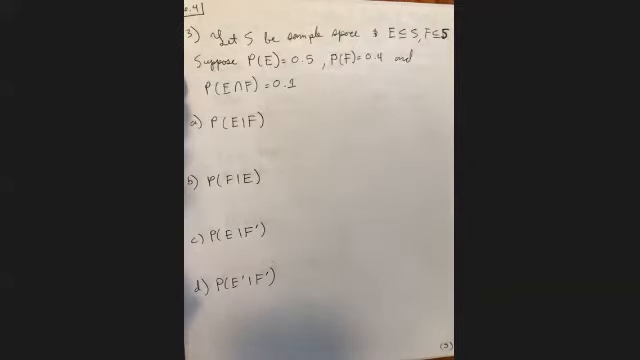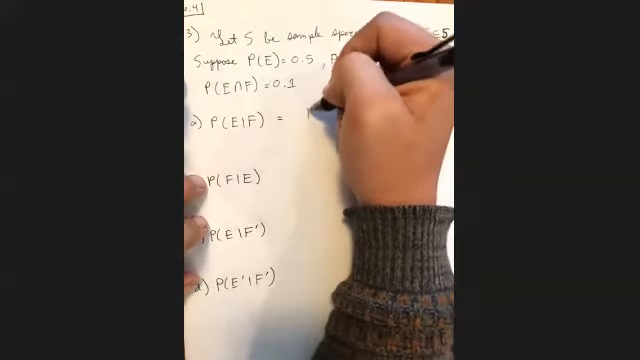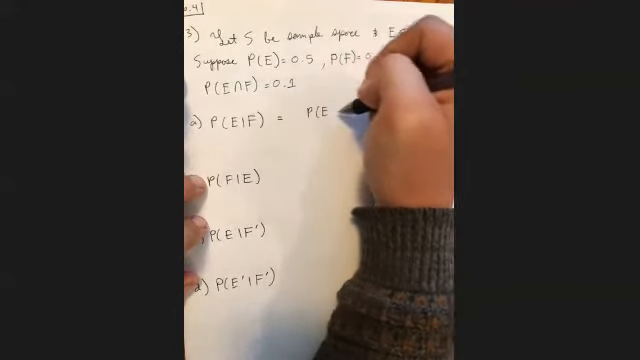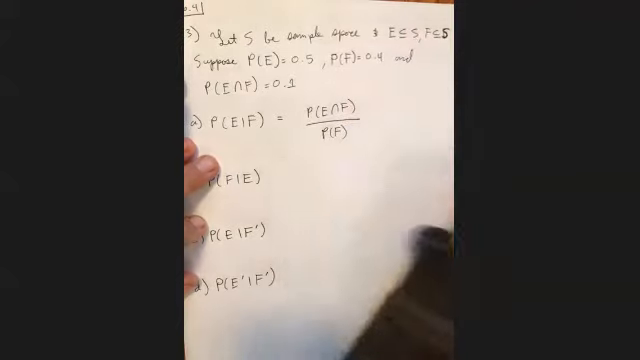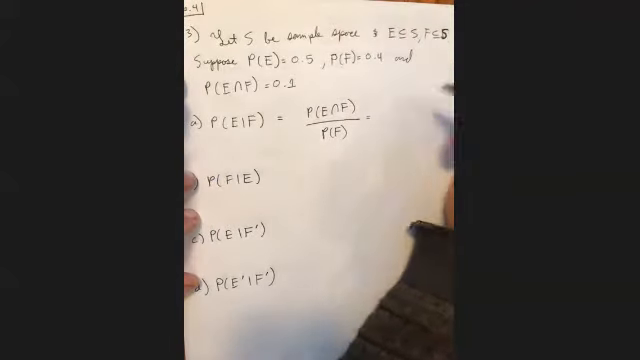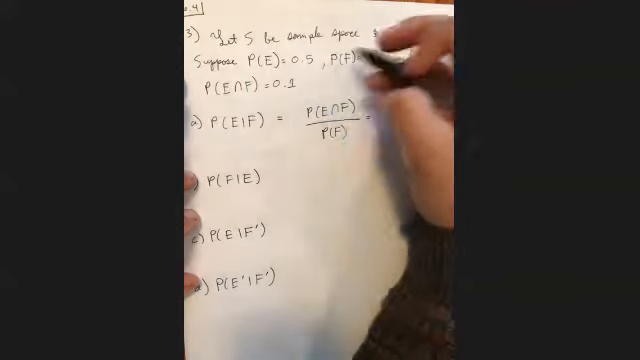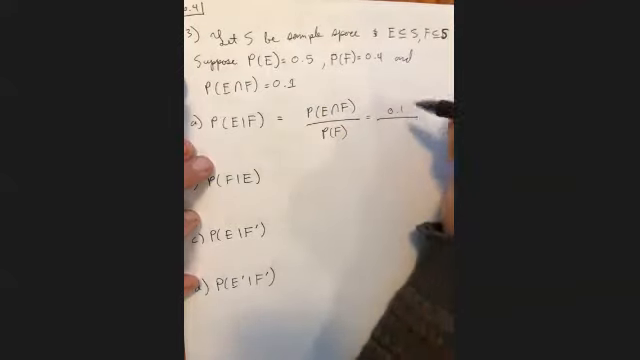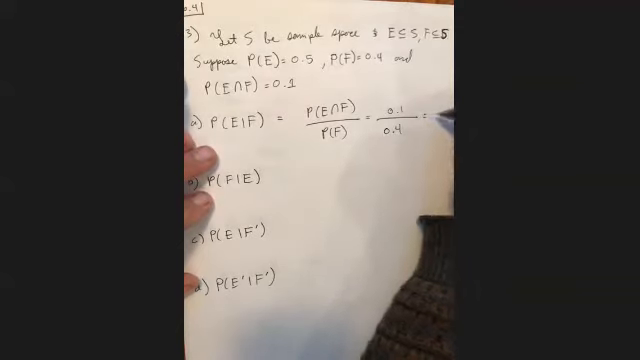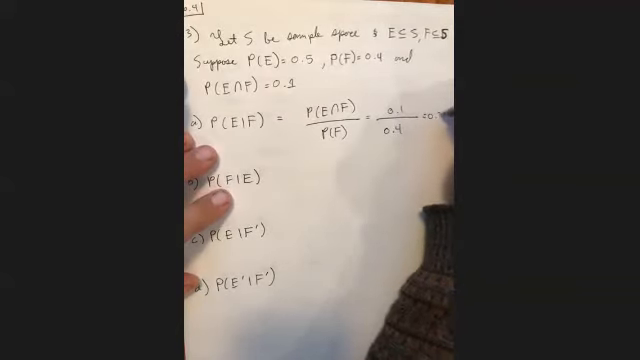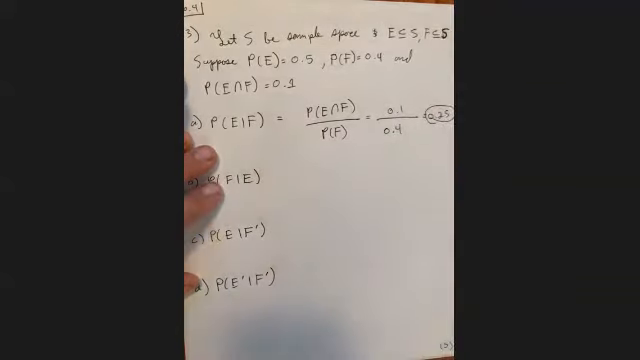So what is the probability of E given F? So the thing to remember here is the formula. So that's the probability of E intersect F over the probability of F. These are all values that we've been given. So E intersect F was 0.1, F was 0.4. So that should give us 0.25.